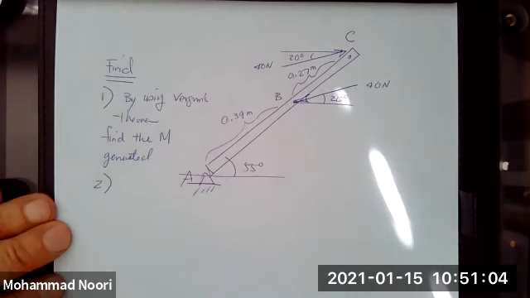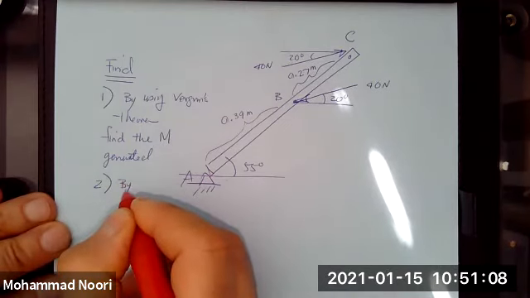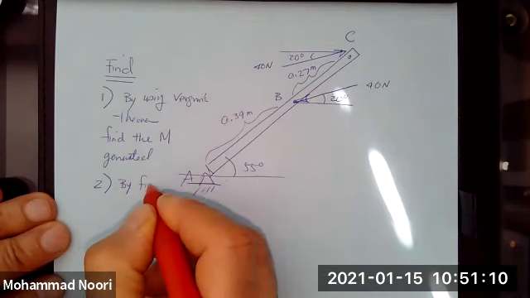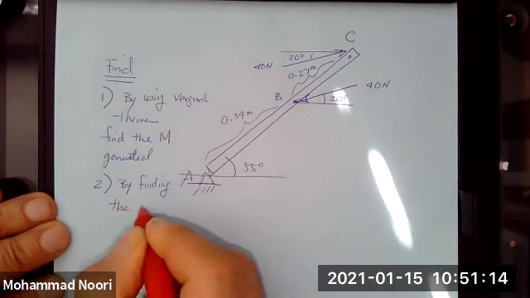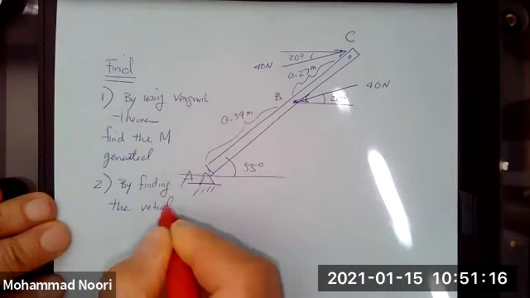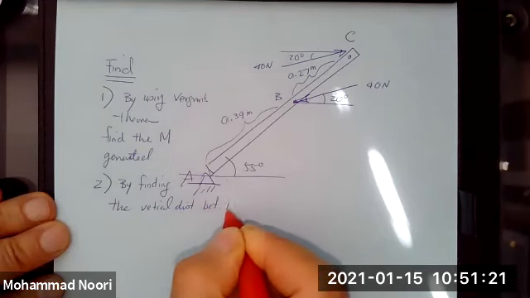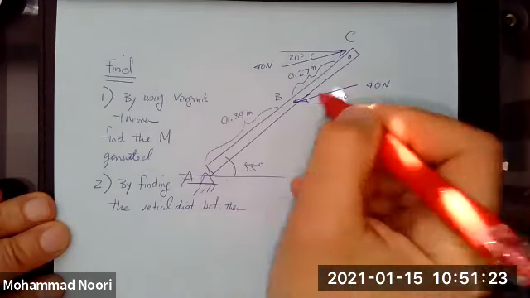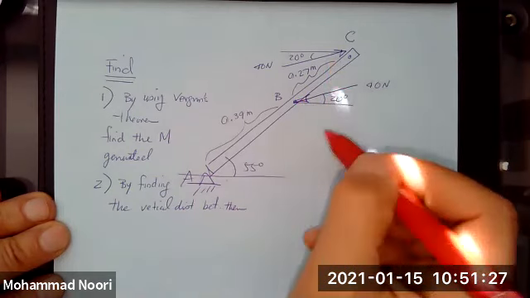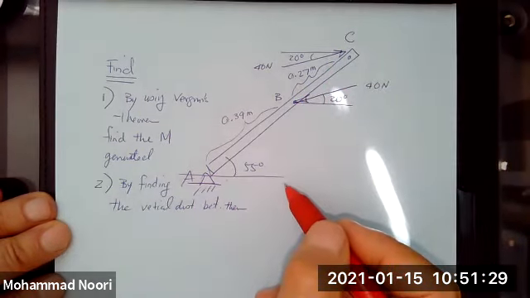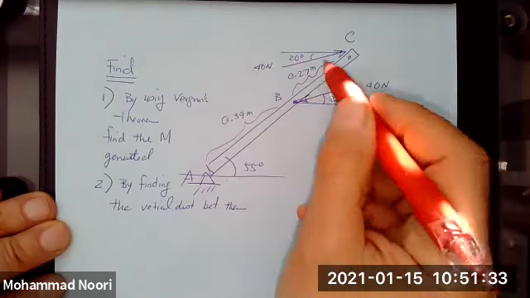Problem also wants you to find the same moment by finding the vertical distance between them. In other words, instead of resolving this, can you find the vertical distance between these two with the given information and simply multiply the force by the vertical distance between them?